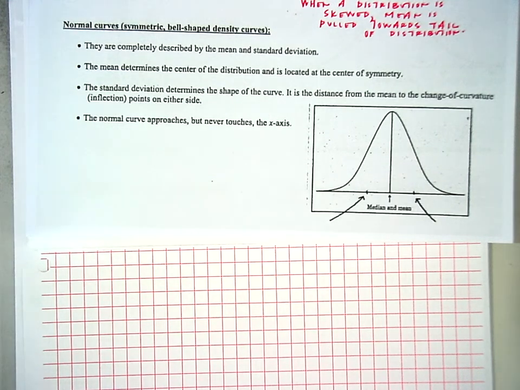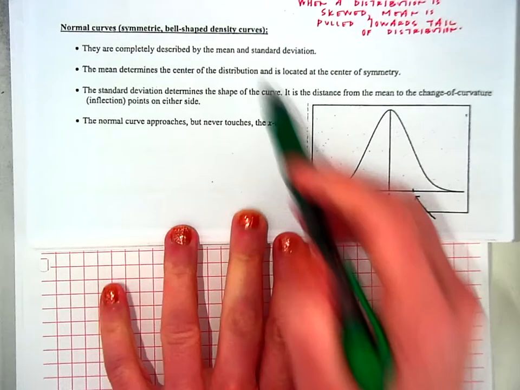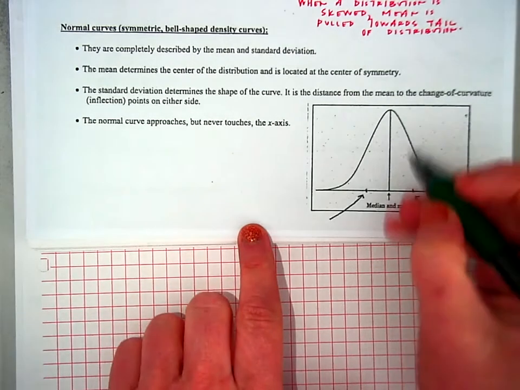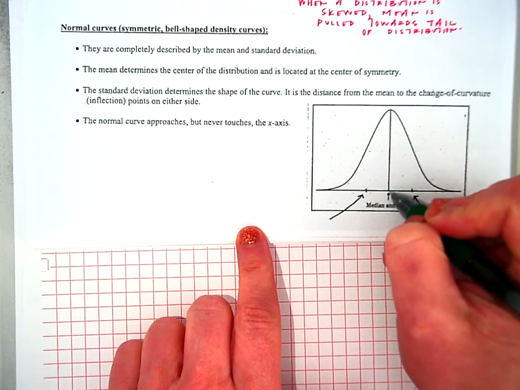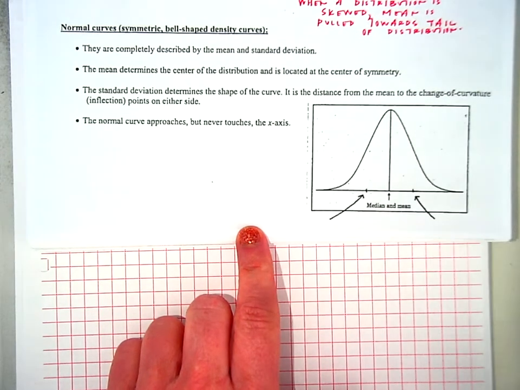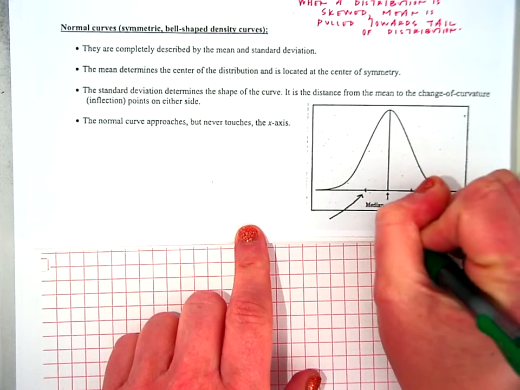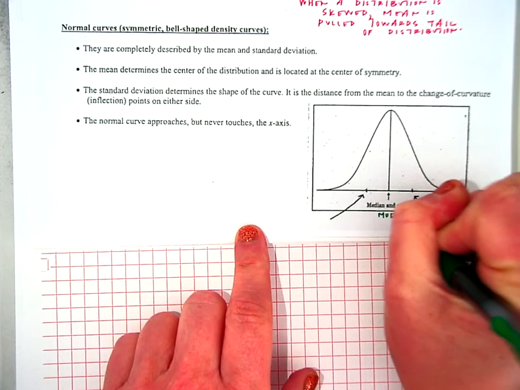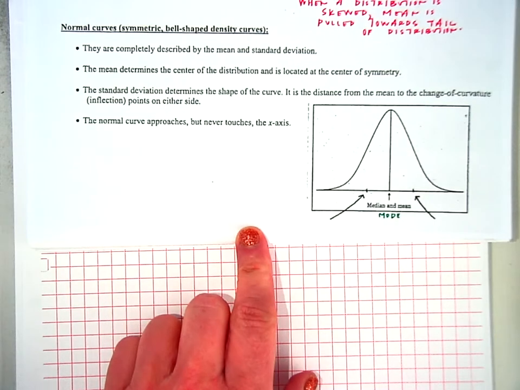Okay, so here, just to kind of unpack what it's saying in there, here would be the mean and the median, right smack in the middle. They would be in the same location, and in fact, the mode would be there too. So I might as well add the mode. Right, that's where it's peaking. That's where our mode would be.